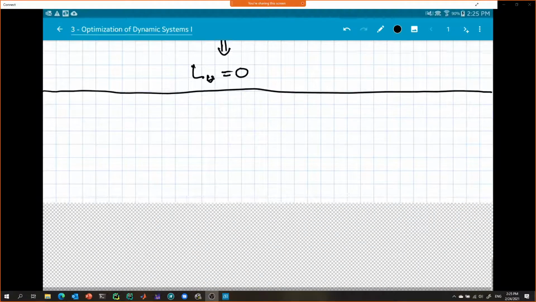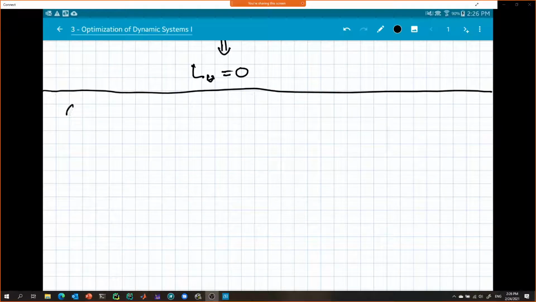Okay, so here we're going to move on to the continuous system.